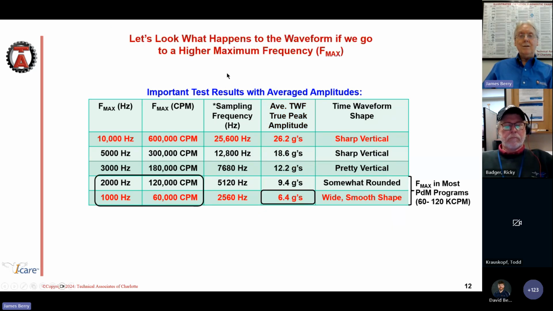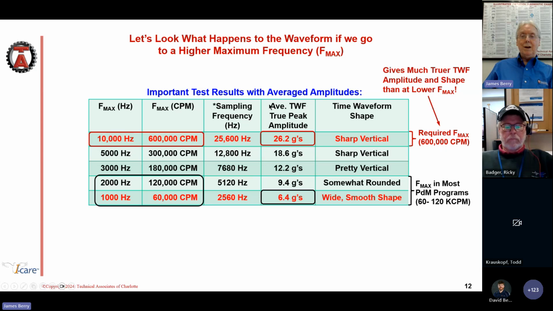Well, let's go back and look at this higher maximum frequency. Now we're seeing the 10,000 hertz. That is 600,000 CPM. This is what we would require to truly look at a meaningful waveform, and looking at it not only in terms of amplitude, but also in terms of the time waveform shape. Now, shape doesn't mean a lot to you maybe at this point. We're going to show you some real world data, and it will, in fact, mean a lot to you when you see it. So let's look at the amplitude first.